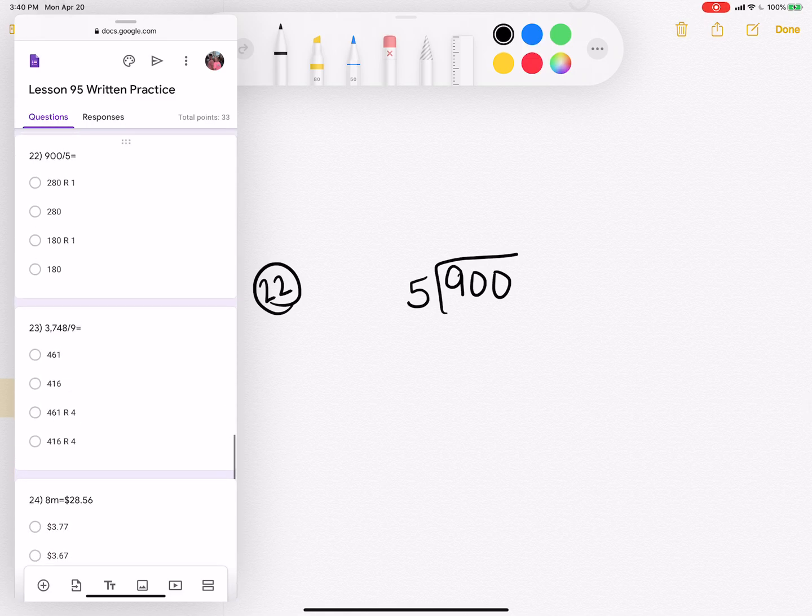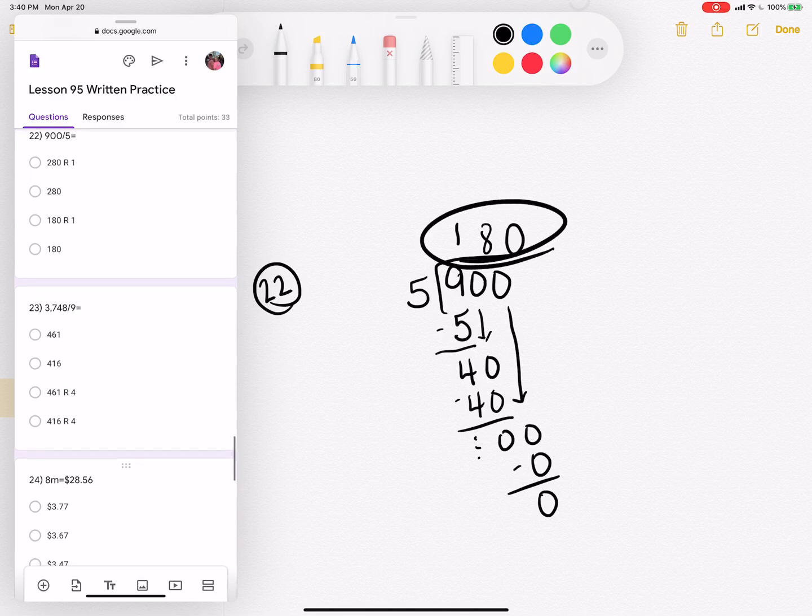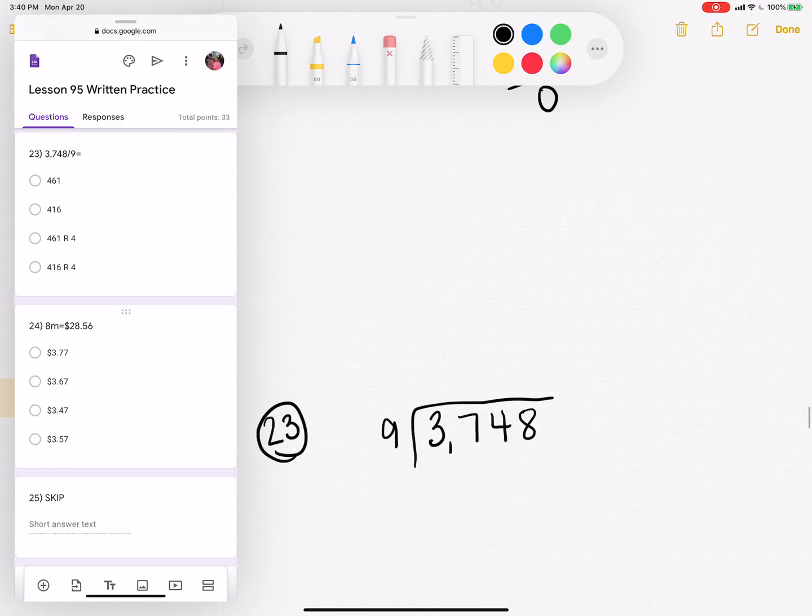22. 900 divided by 5. There's 1 5 in the number 9. 1 times 5 is 5. 9 minus 5 is 4. Bring down the 0. 8 times 5 is 40. 40 minus 40 is 0. Our new number that we're dividing is 0. There are 0 5's in 0. 0 times 5 is 0. 0 minus 0 is 0. 180 on number 22.